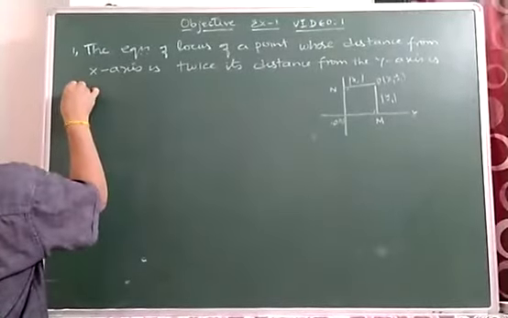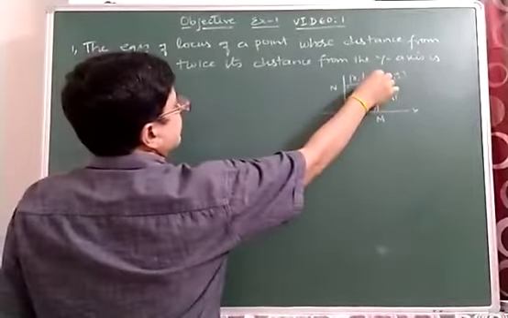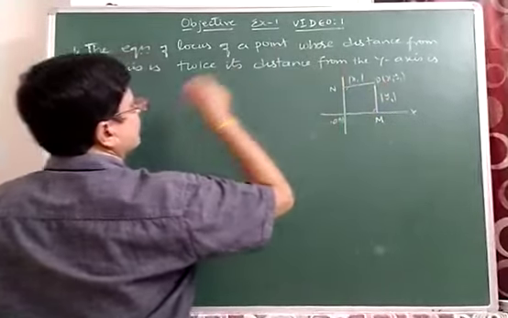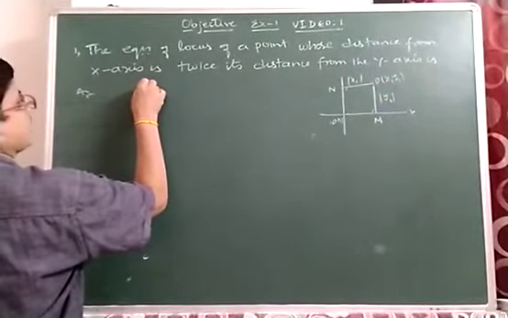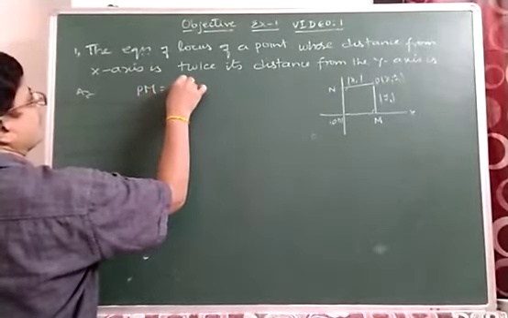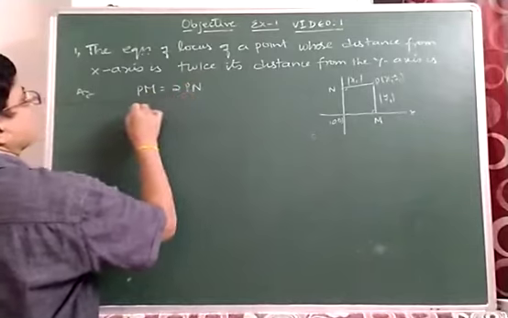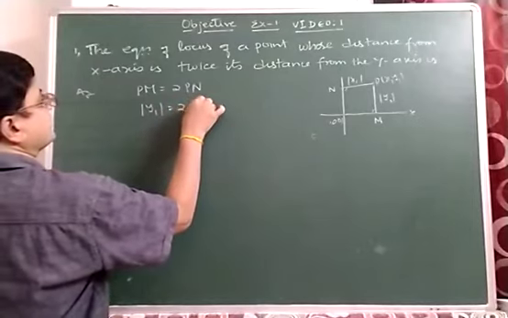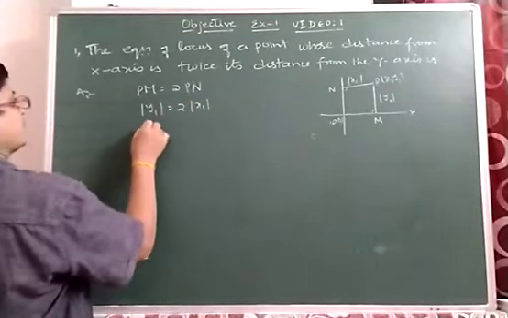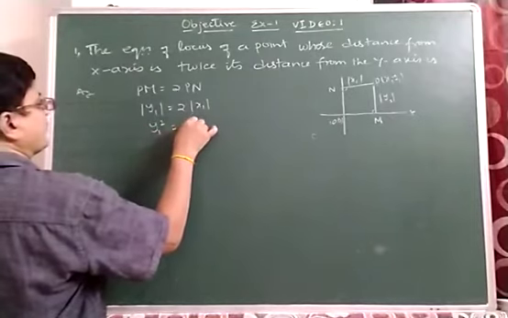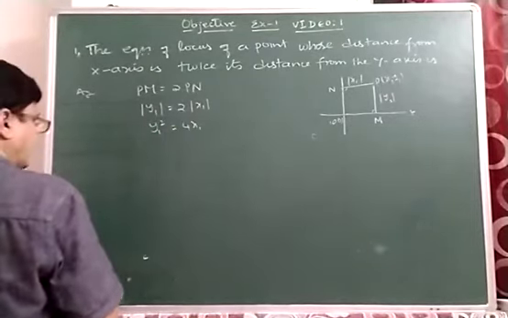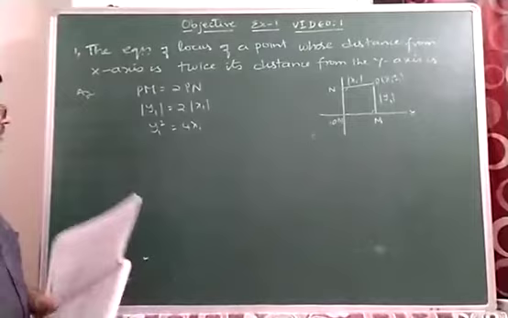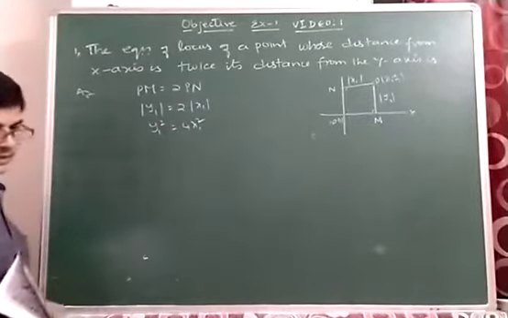Given algebraic condition is, the perpendicular distance from P to x-axis is twice the distance from P to y-axis. That means PM is equal to 2 into PN. So PM means modulus of y1 is equal to 2 into modulus of x1. Now applying squaring on both sides, y1 square is equal to 4x1 square. This is the required locus. 4x squared is the required locus.